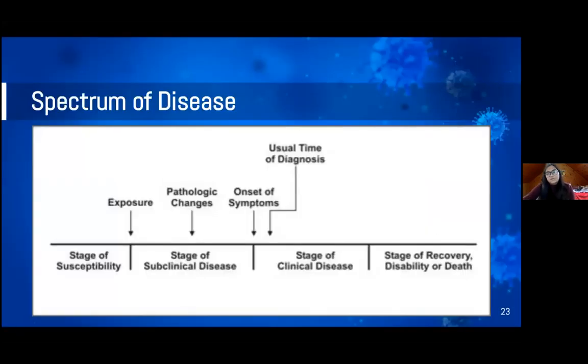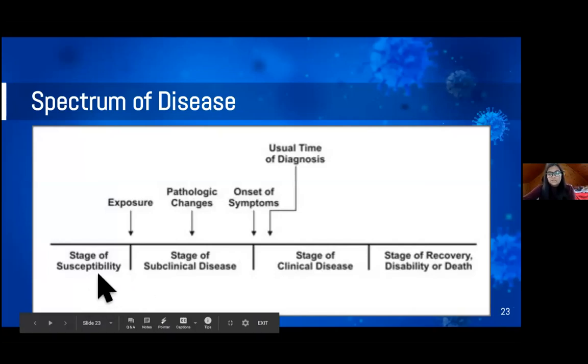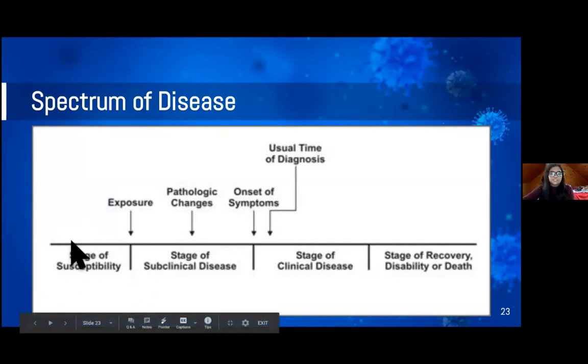So now moving on to the spectrum of disease. Almost all diseases follow this spectrum. In the beginning, you have a stage of susceptibility. This is when you have appropriate exposure to factors or agents that cause disease.